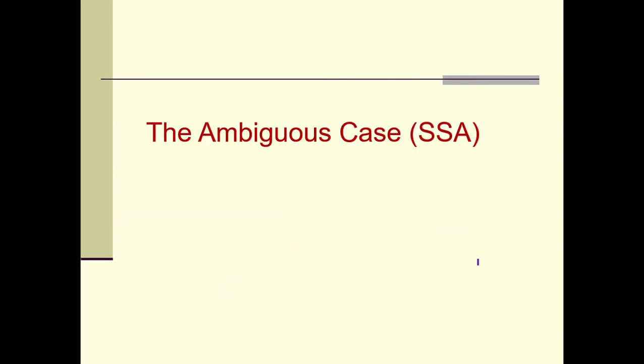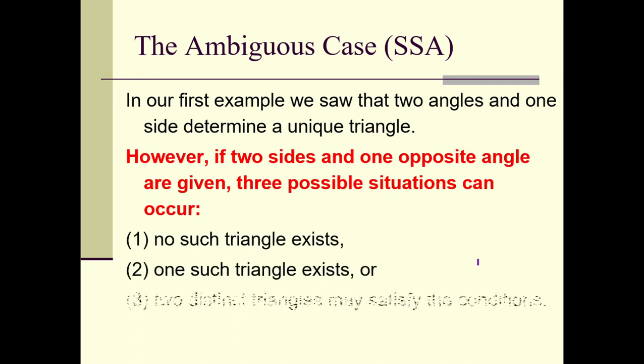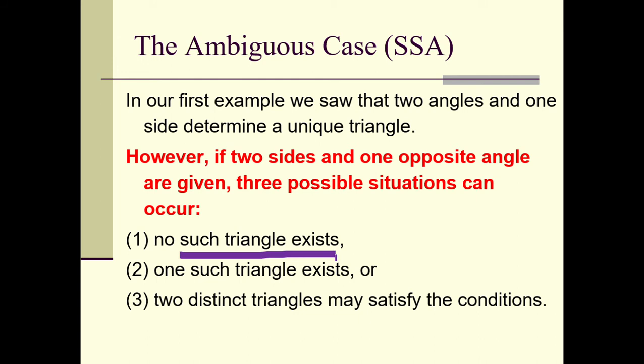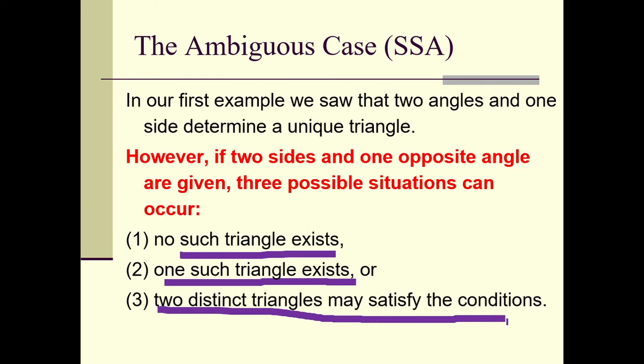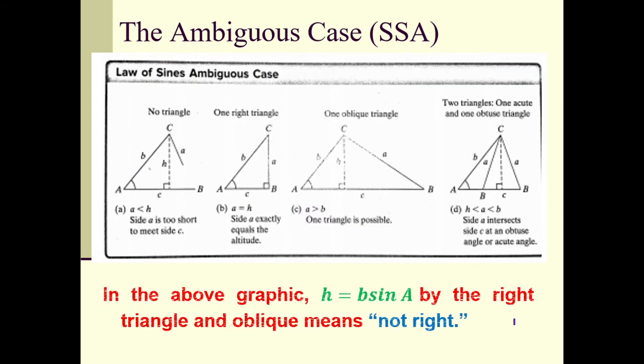Next, ambiguous case. So, in our first example, we saw the two angles and one side determine the unique triangle. However, if two sides and one opposite angle are given, three possible situations can occur. So, no such triangle exists, one such triangle exists, or two distinct triangles may satisfy the condition. And then, so this is the law of sines for no triangle. Side A is too short to meet the side, side C. Hindi sila nag-connect.